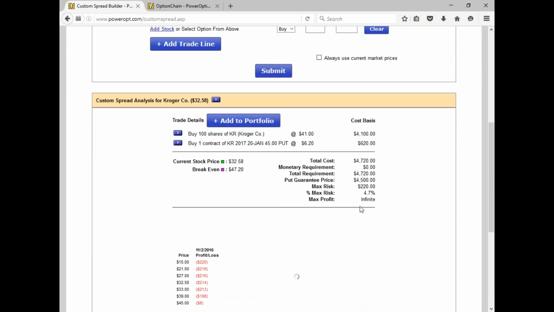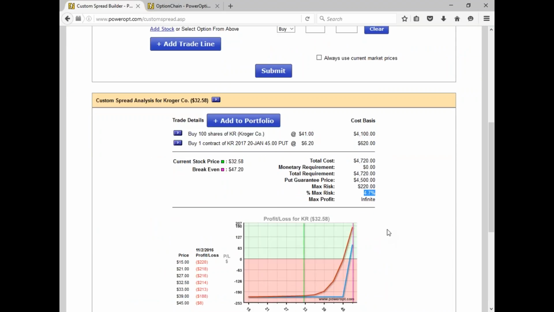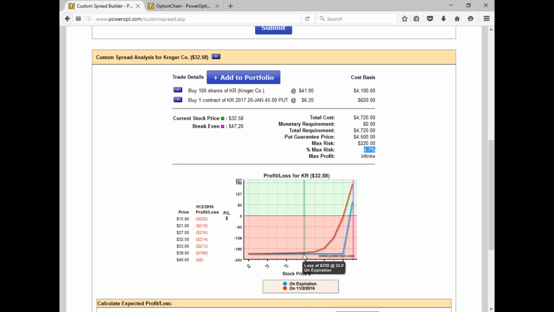Okay, so originally I had less than a 5% at risk. The stock is now down to $32.58. Lost almost $10 or 25% on the stock. And let's say I haven't made an adjustment yet, Paul. So at this time, do I want to hold it now all the way to January expiration?